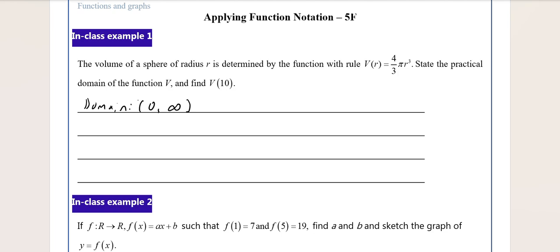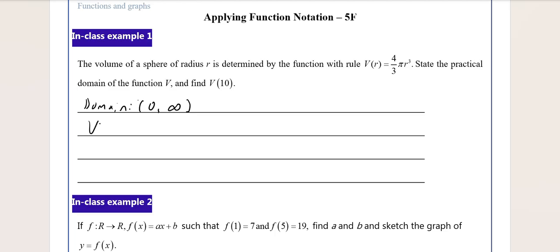But in theory, it could be an infinitely big sphere. I don't think we're considering the practicalities of the universe in terms of how big the sphere can get. So we can just say it has to be at least 0 or bigger, or has to be bigger than 0, and it can run up to infinity. So that's basically the domain of our function v.